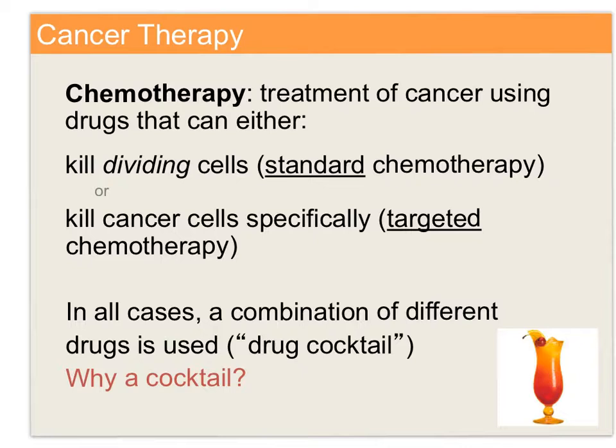Now, one way to get around that is to use a cocktail that attacks cancer cells in multiple different ways. So if there's a mutation that's likely to make the cancer immune to one chemotherapeutic agent over time, it's unlikely that there'll be all these other mutations that happen for all the different chemotherapeutic drugs that they actually use.